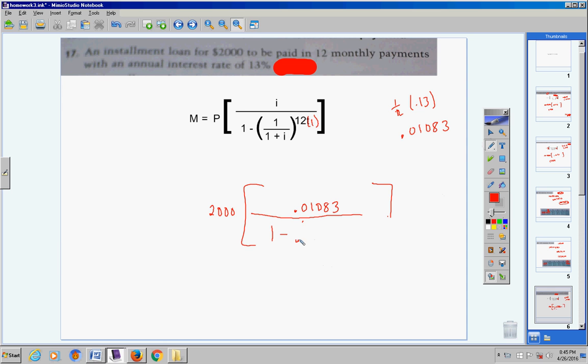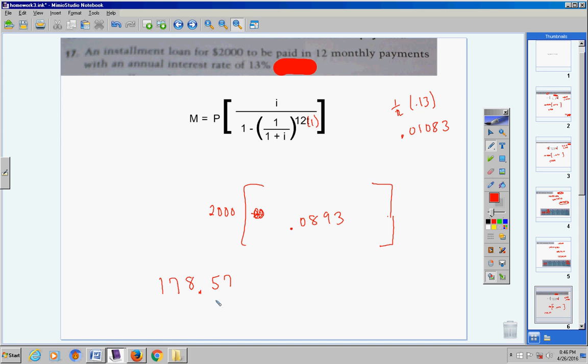Okay, so let's put that in here real quick. So 1 minus 0.8787443138. And if you subtract correctly, you're going to get 0.1213. So now we're going to divide these two numbers. 0.01083 divided by 0.1213. And here's what you will get. You will get 0.0892877, so 0.0893. Multiply that times 2,000, and here's your monthly payment. Your monthly payment is 178.57. Okay, that's your monthly payment.